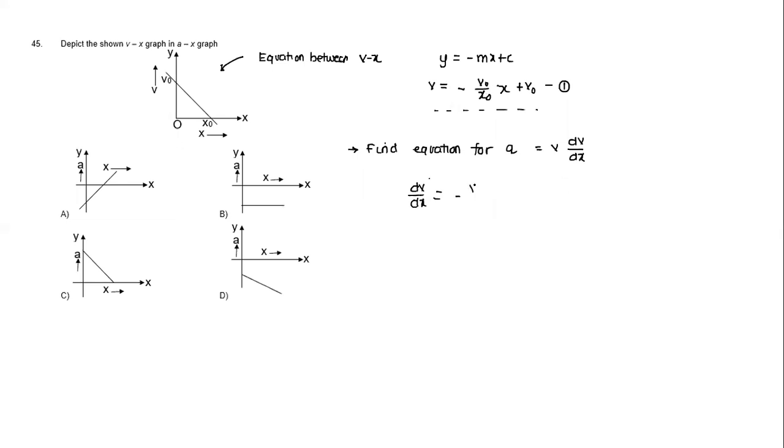dv by dx comes out equal to minus v naught by x naught. Thus, what is the acceleration equal to? The value of v into dv by dx is equal to minus v naught by x naught times minus v naught by x naught x plus v naught. So what we find here is the slope becomes positive. It becomes equal to v naught square by x naught square into x minus v naught square by x naught. What is the nature of the slope? The slope is positive and the y-intercept is negative. That's the equation between a and x.